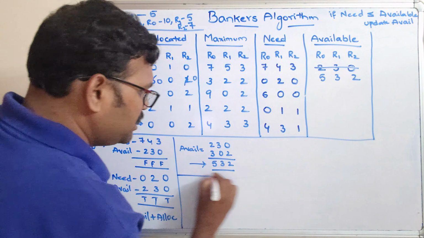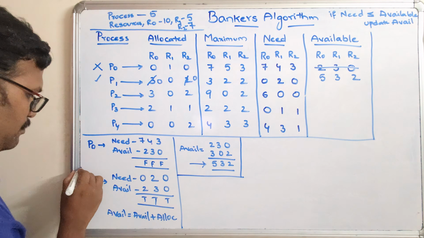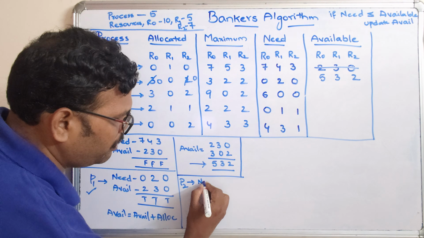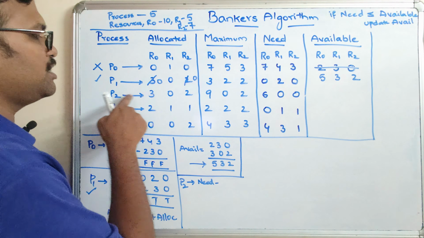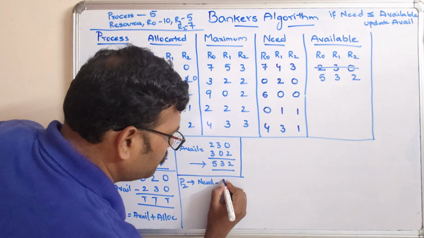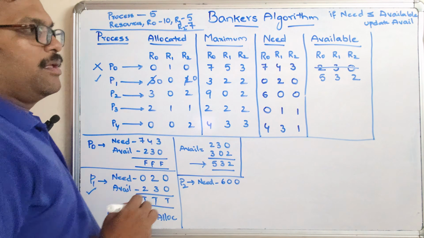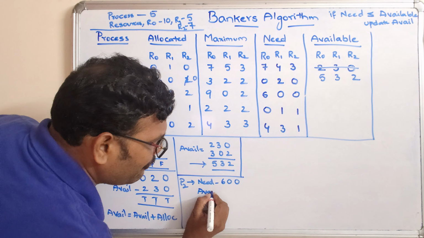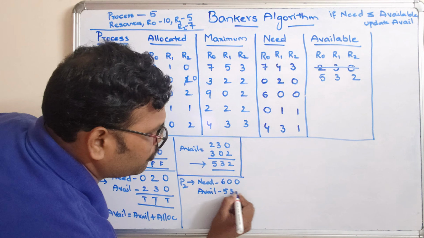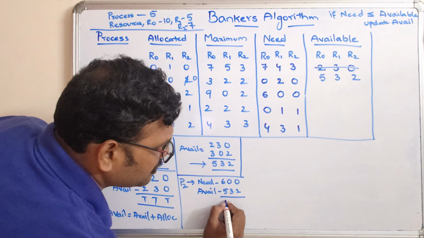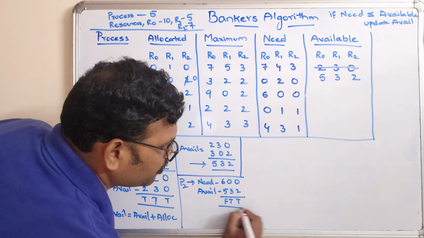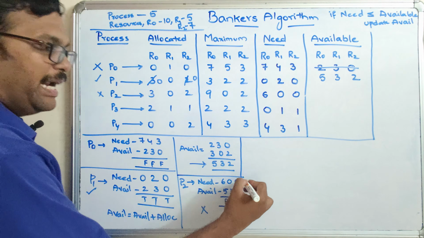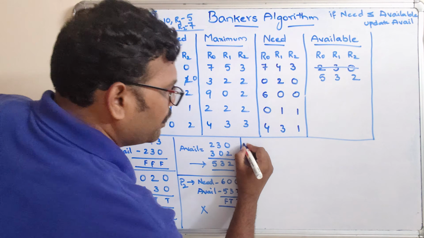Now coming to P2. What are the need resources of P2 in order to execute it? 6, 0, 0. So it requires 6 resources. Availability is 5, 3, 2. Now you can see 6 is false, this is true, this is true. If any one of these is false, this cannot be continued. So P2 can't be continued right now. Move to the next one, P3.